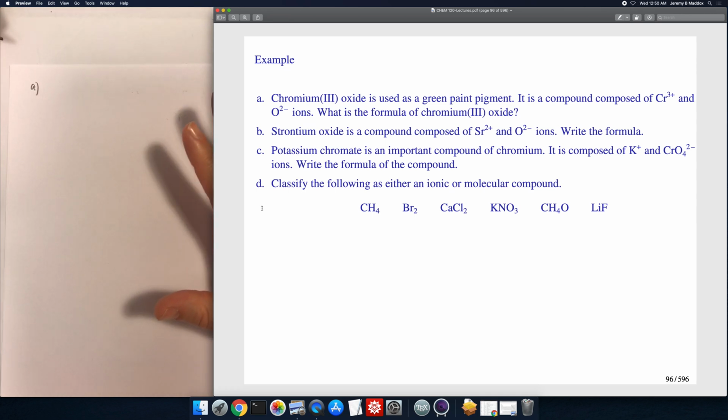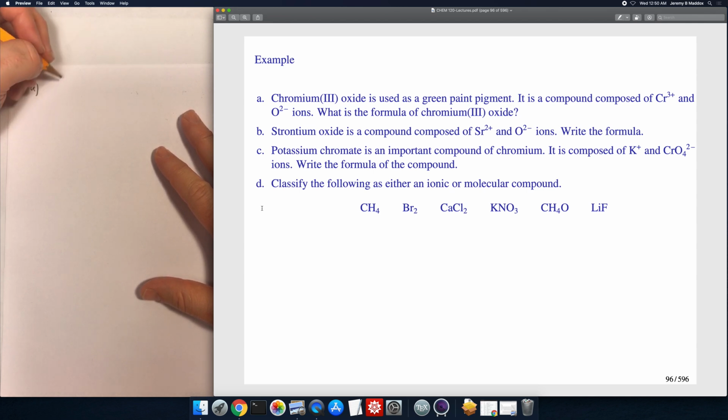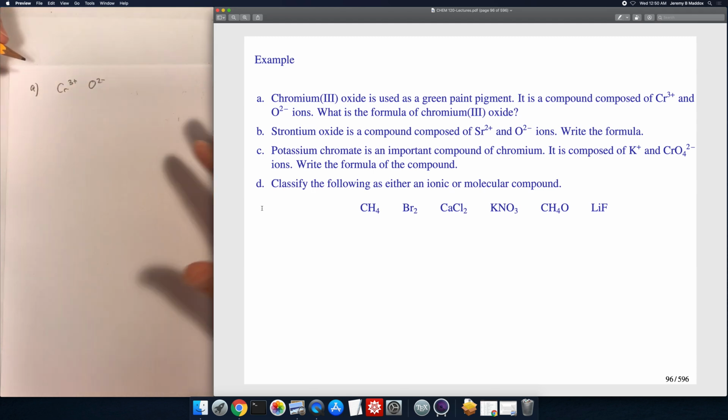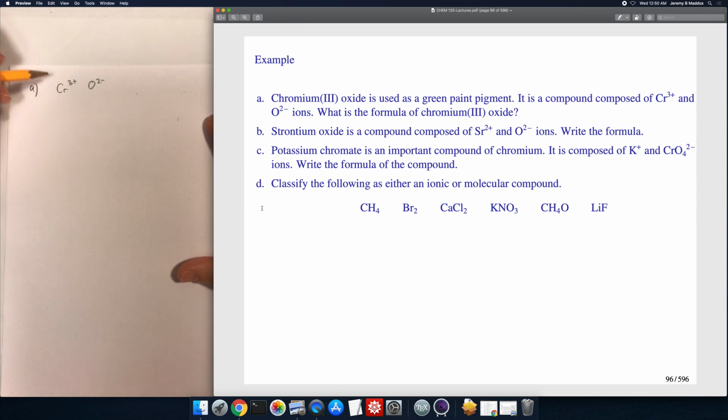It's composed of chromium 3+ ions and oxide ions, which have a -2 charge. So we've got these ions, and what we're being asked to do is figure out the formula for chromium(III) oxide. Well, here's how you derive it. You start with your cations and your anions, and what I like to do is bring the charges down and across to the other species. So these are going to become the subscripts in the chemical formula.